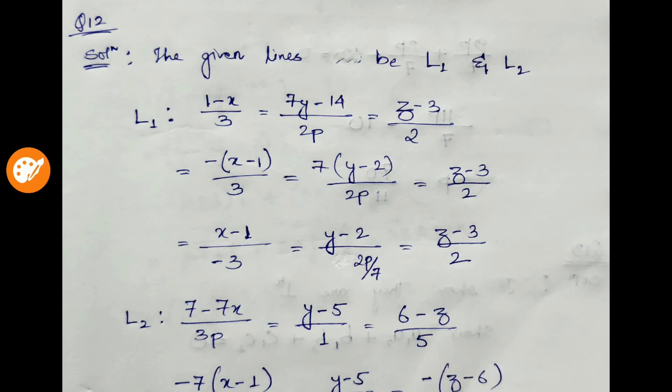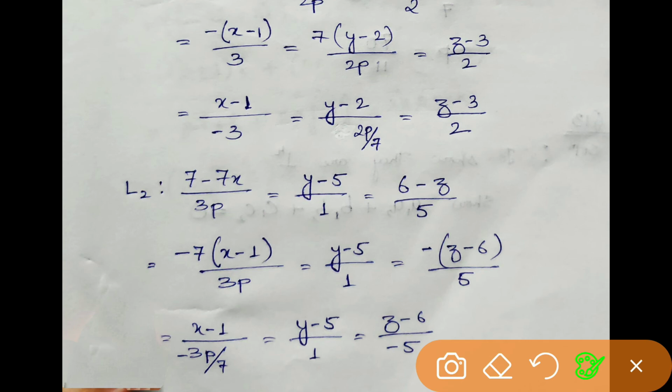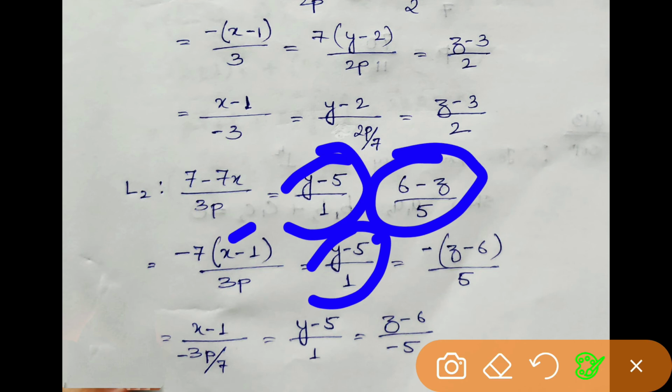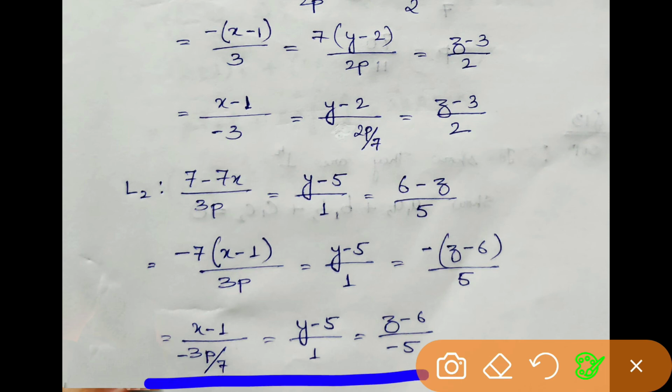Similarly for line 2, I have to take minus 7 common. I have taken x minus 1 as it is, since I don't need to change it. Here I need to take minus common so that z becomes positive and comes in front. So this 7 goes down, minus 7 goes down, this minus goes down, and ultimately I'll get this. Clear? Now if they are perpendicular, the sum of the products of their direction ratios should be equal to 0.